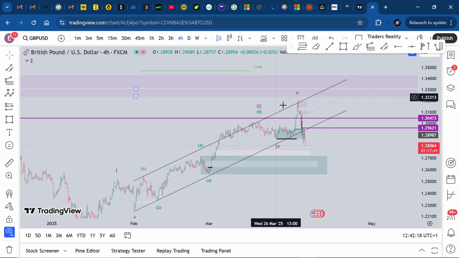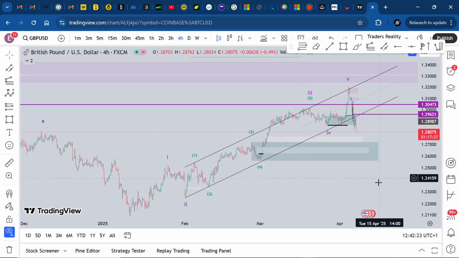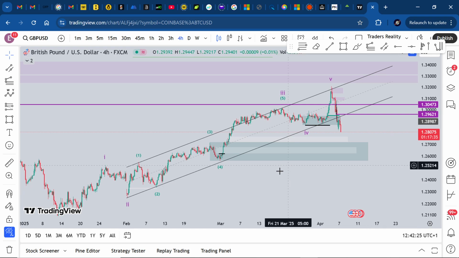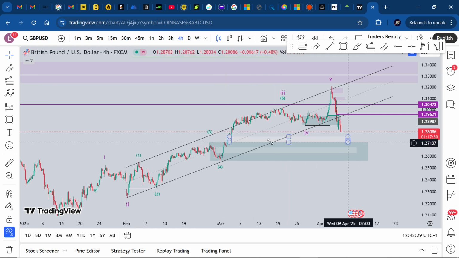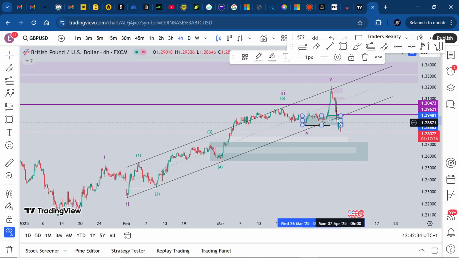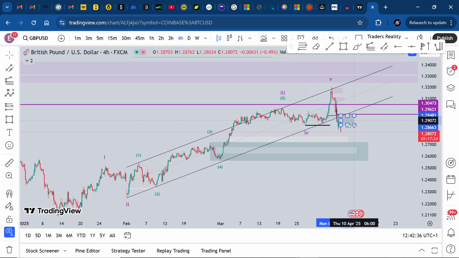Okay. For the pound, it looks like we're complete and we could be coming down for a 2 wave. I definitely expect price to get into this area now. I've had this highlighted for ages. I do expect price to come down here. We're taking out demand over here, which can now become supply.